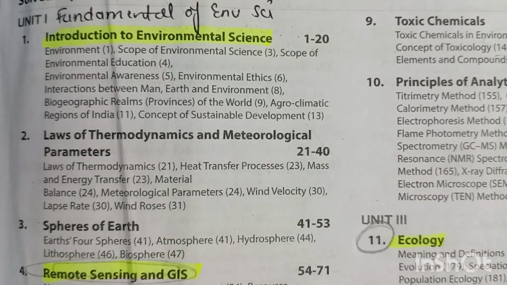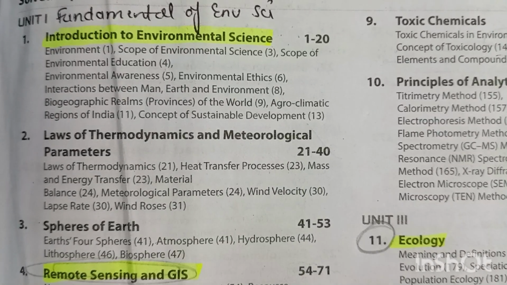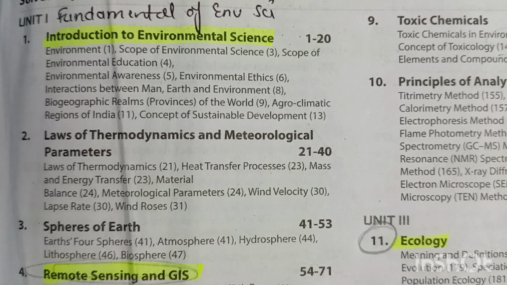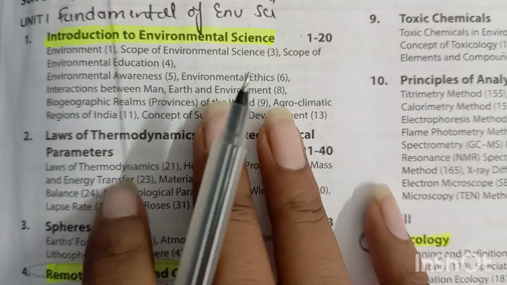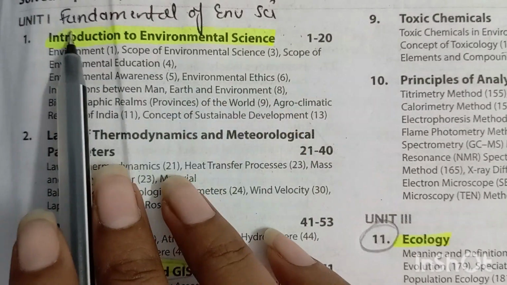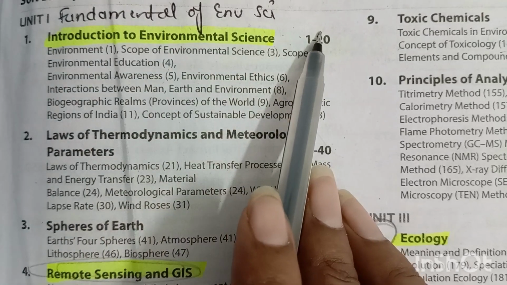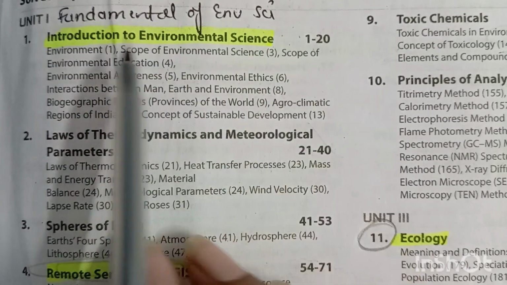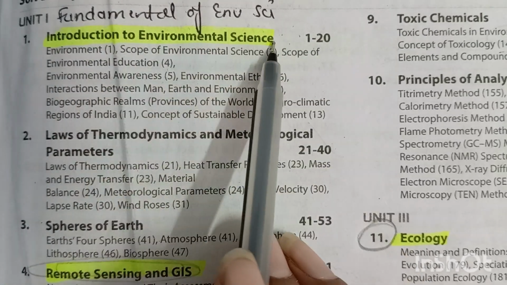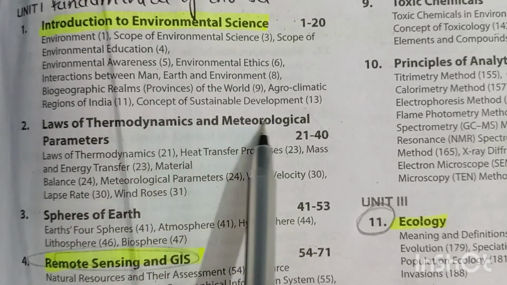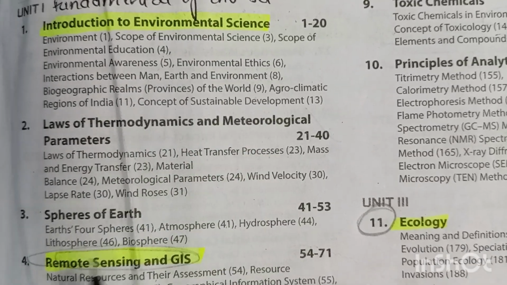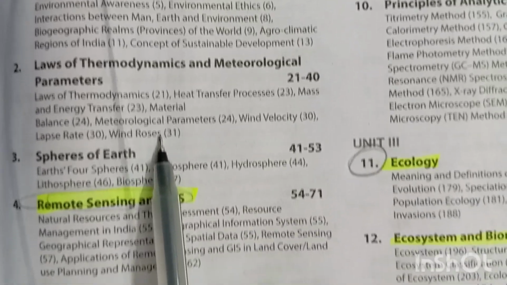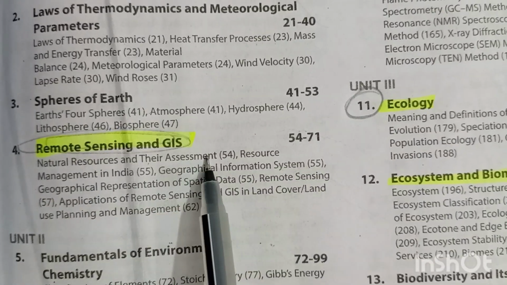Hello everyone, I am going to discuss the syllabus of environmental science for NET JRF. There are 10 units. Unit 1, Fundamentals of Environmental Science, under which we are going to discuss Introduction to Environmental Science, Laws of Thermodynamics and Meteorological Parameters, Sphere of Earth, Remote Sensing and GIS.